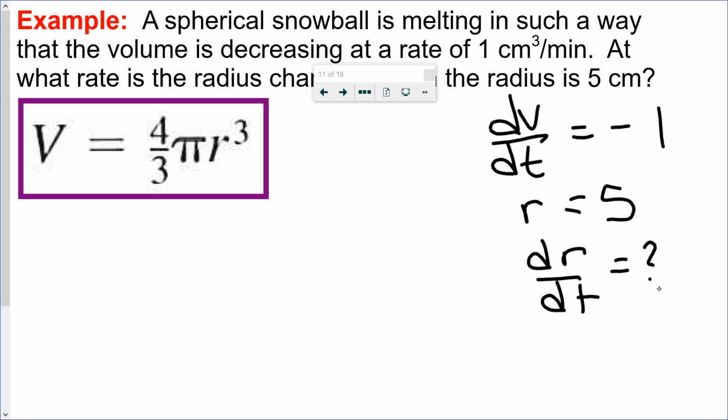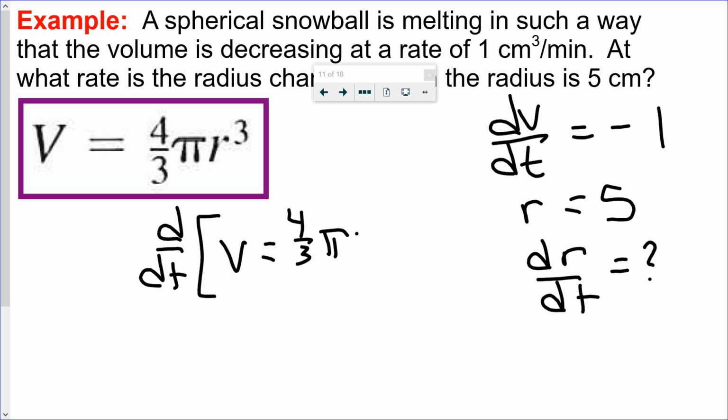I want to look at my formula and see if I'm good. I have volume, and I'm going to take the derivative with respect to time, so I'm good there. I have radius, I know the radius, and I know the derivative with respect to time. So it looks like I'm good to go on this question. What I'm going to do is take the derivative of both sides of this equation with respect to time. Let's write out the equation, and then away we go.